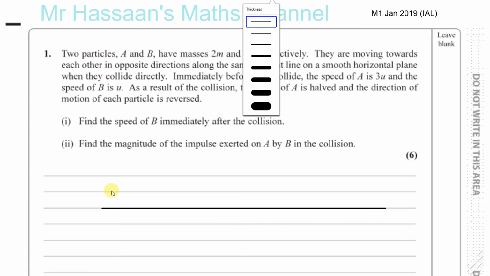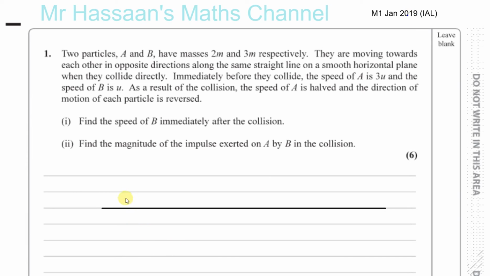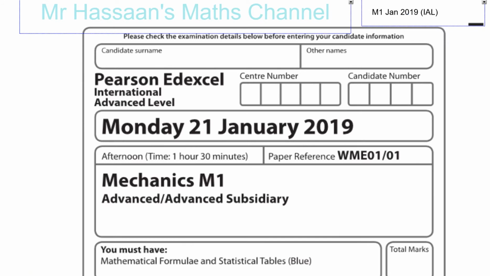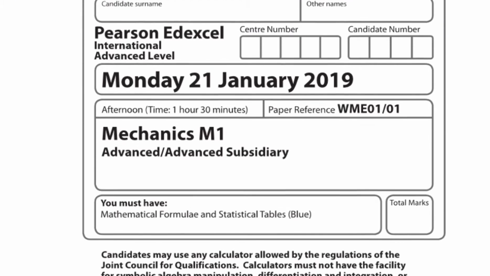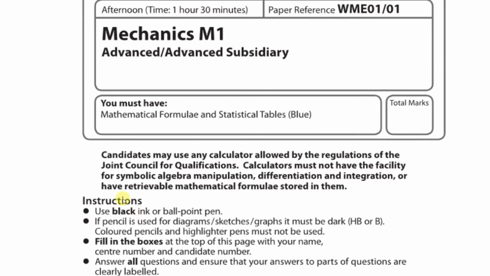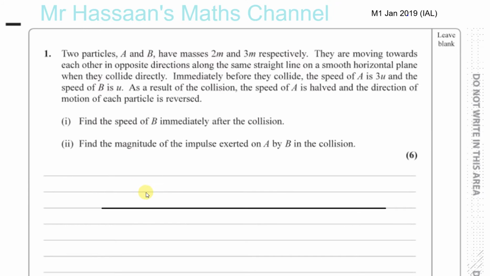You're supposed to use black pen, by the way, when you do these questions. I'm using blue. I'm kind of cheating, just to make it look a bit colorful. But you're supposed to use black pens because your exam papers are scanned in, and it says it very clearly at the front of the paper. It says use black ink or ballpoint pens. Very clear. Except for diagrams, you can use pencils if you wish.